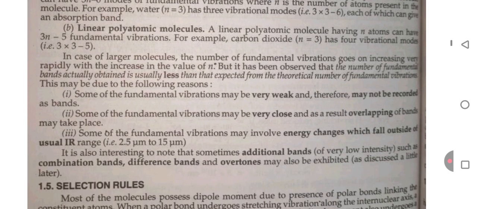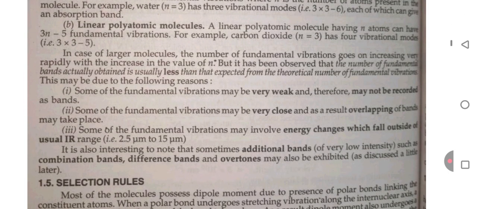In the case of larger molecules, the number of fundamental vibrations goes on increasing very rapidly with the increase in the value of n, but it has been observed that the number of fundamental bands actually obtained is usually less than expected from the theoretical number of fundamental vibrations. This may be due to the following reasons.